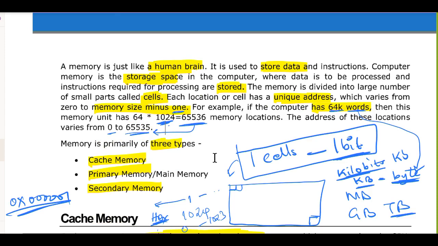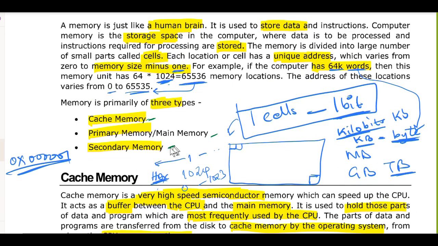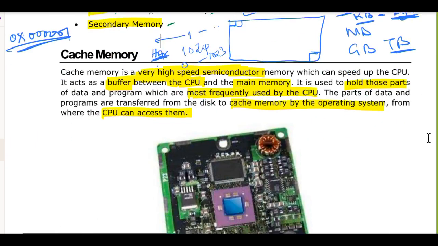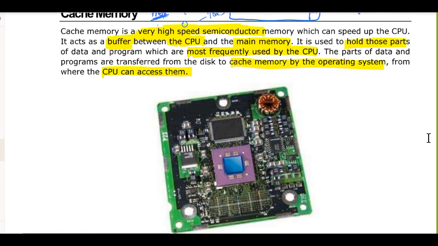And now we're saying there are 3 types of memory. I have mentioned this one before: cache memory, primary memory, and secondary memory. So we start with cache memory. Cache memory is a very high-speed semiconductor memory which can speed up the CPU. The key word here is this one. It acts as a buffer between the CPU and the main memory. The CPU is the processor that has the ALU and the control unit. The memory is the one that is storing the data for processing. So this is a buffer.